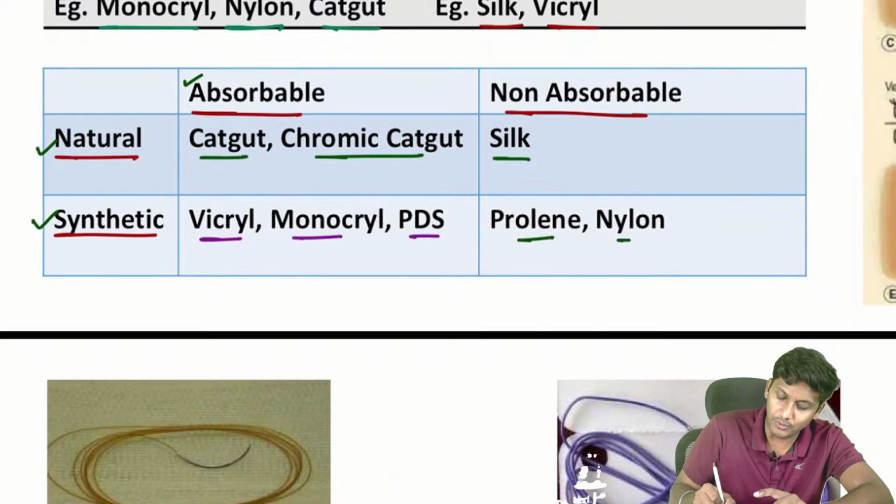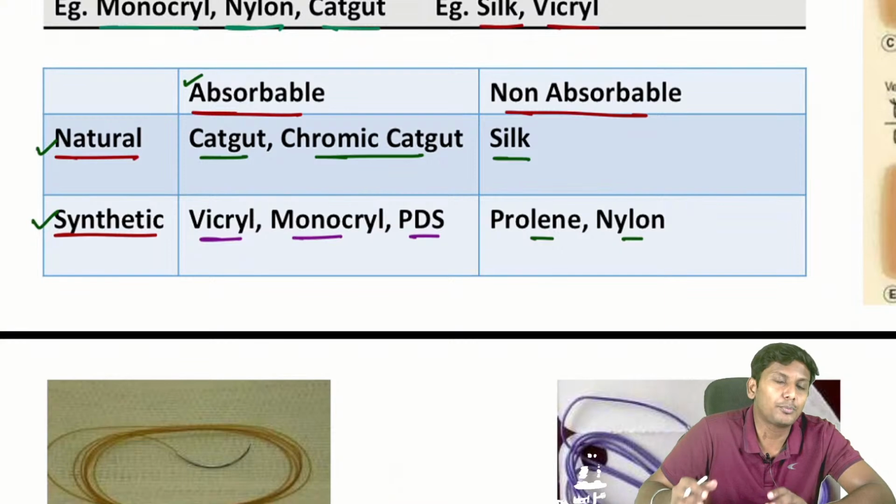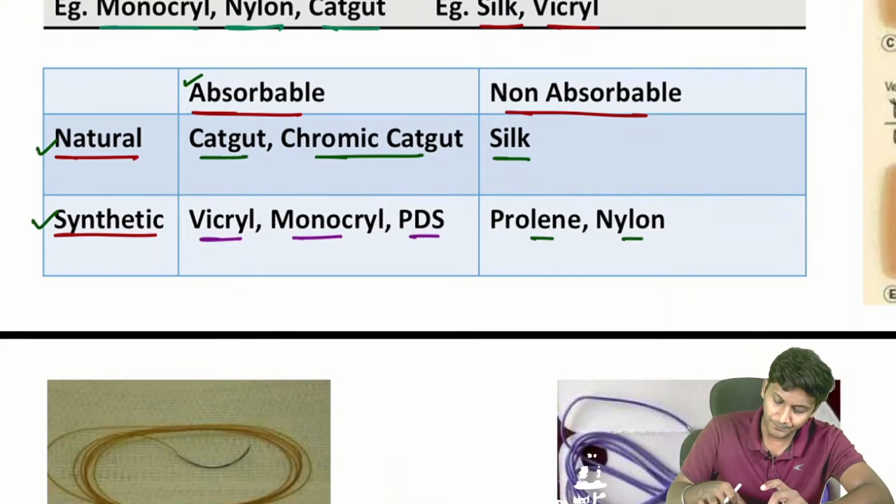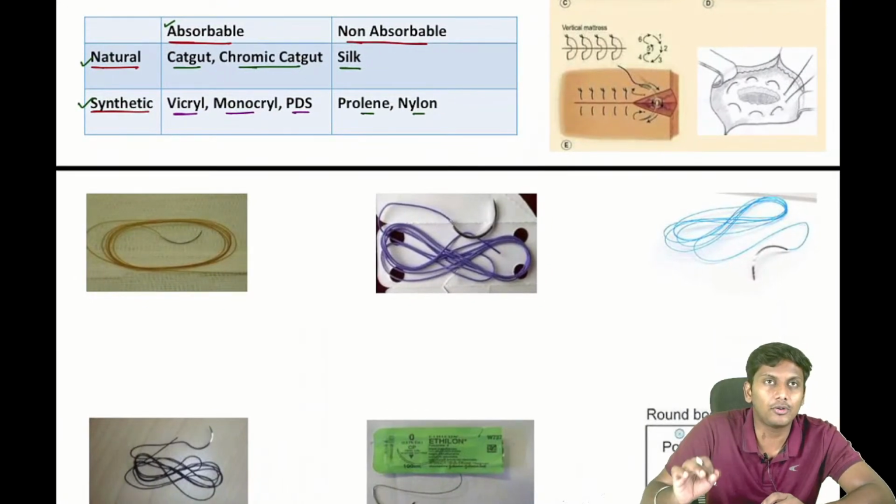First is definitely proline and second is nylon. So proline and nylon are synthetic sutures, which are non-absorbable in nature. Okay, so let's write down important points about the types of sutures first, and then definitely I'll come back to the suturing technique.